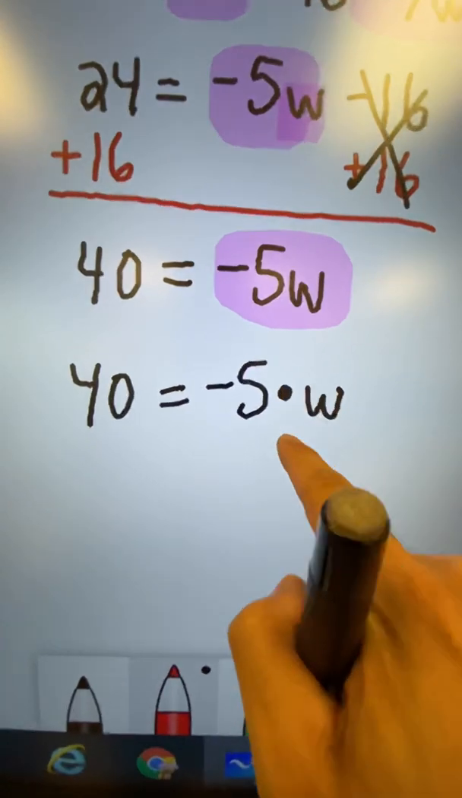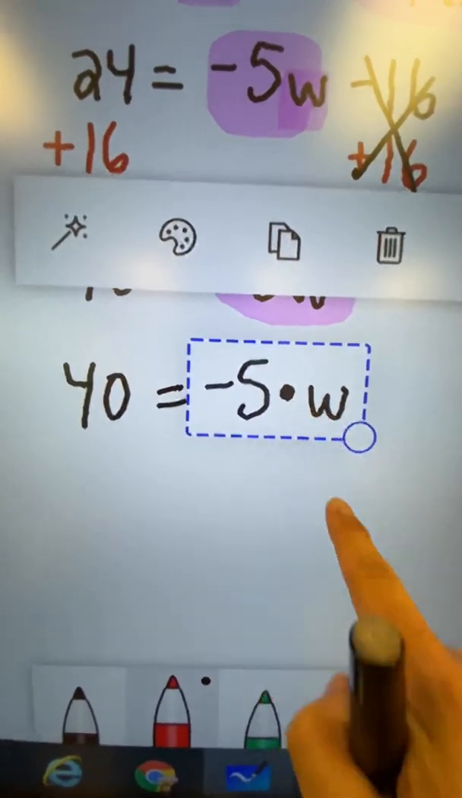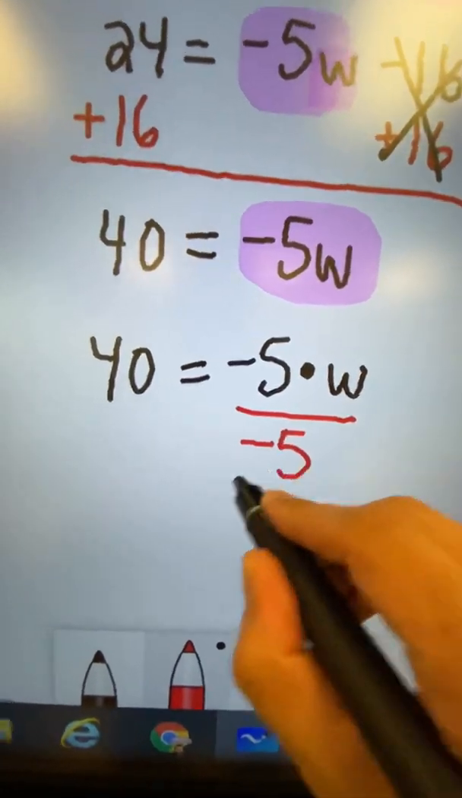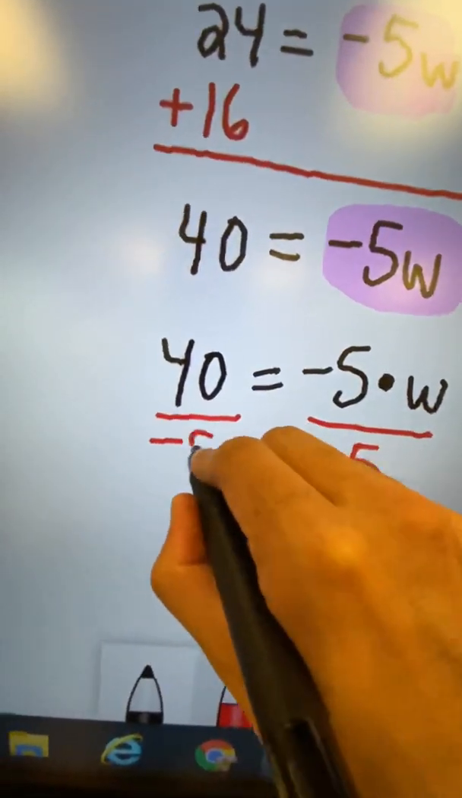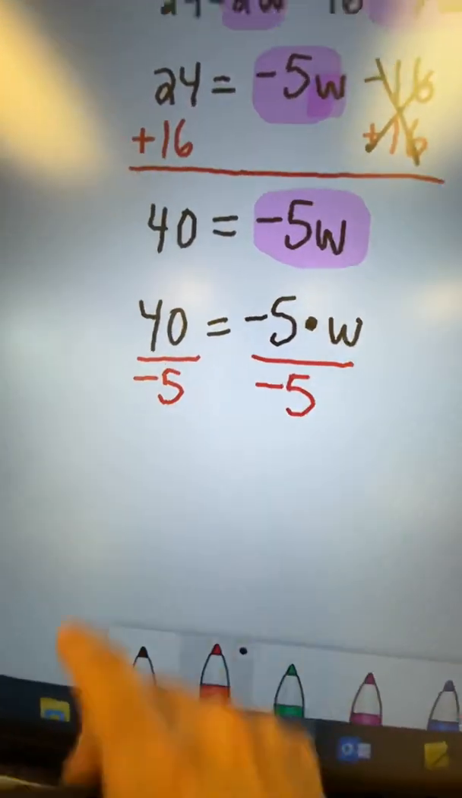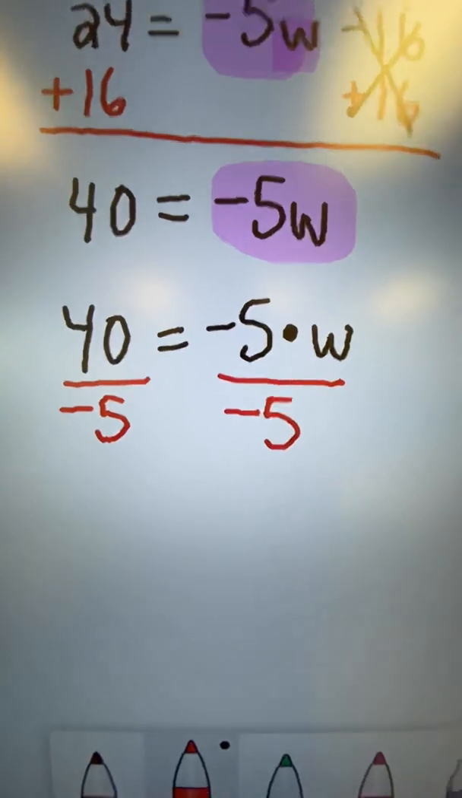And to solve this, what's the opposite of multiplying by negative 5? The opposite of multiplication is division, so I'm going to divide by that same number, negative 5. And I'm going to balance the equation by doing the same thing to the other side. So always balance it. Whatever you do to one side, make sure you do it to the other side so that your final answer is correct.